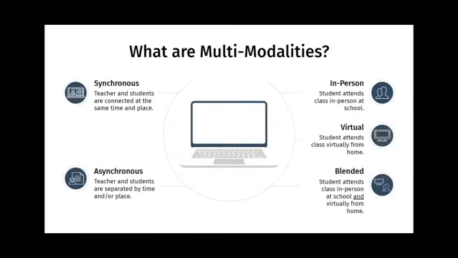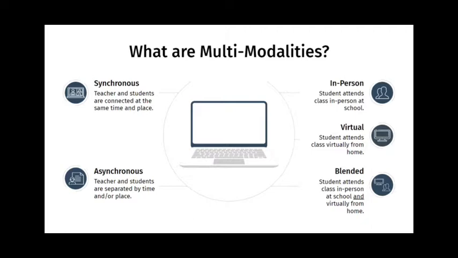Today, we're going to be talking about teaching in a multimodality environment. So we figured we should start by talking a little bit about what multimodalities are. In this environment, there are various ways that students can attend class. They can attend in person at the school. They can attend virtually, sometimes from home. And they can also do a combination of both, blending virtual and in person. This is when a student attends class in person at school and virtually from home, depending on the circumstances.